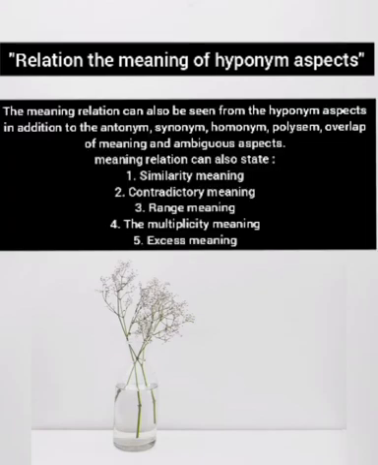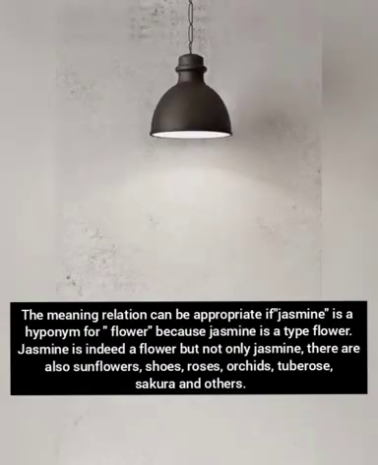Relation of the meaning of hyponym aspect. The meaning relation can also be seen from the hyponym aspect in addition to the antonym, synonym, homonym, polysemy, overlap of meaning and ambiguous aspect. Meaning relation can also state: number 1, similarity of meaning; number 2, contradictory meaning; number 3, range of meaning; number 4, the multiplicity of meaning; number 5, excess meaning.